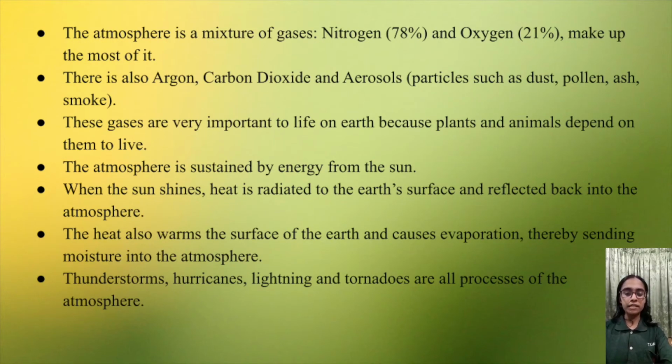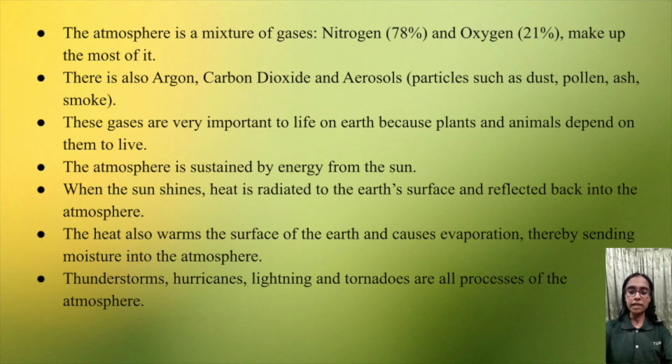The atmosphere is a mixture of gases. One of these gases is nitrogen. Nitrogen makes up 78% of the atmosphere, while oxygen makes up 21% of the atmosphere. There is also argon, carbon dioxide, and aerosols. Aerosols are particles such as dust, pollen, ash, and smoke. These gases are very important to life on Earth because plants and animals depend on them to live.